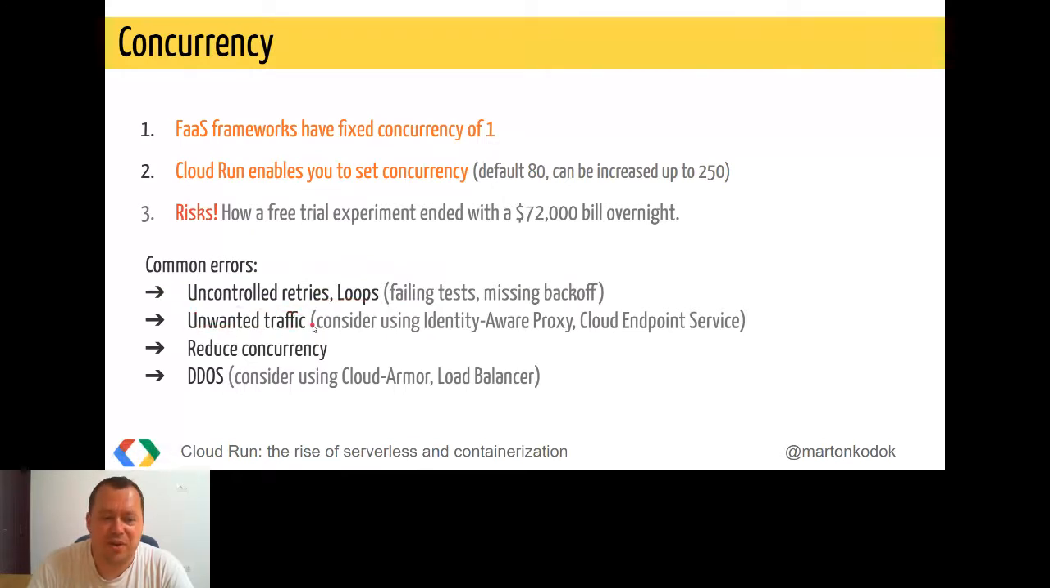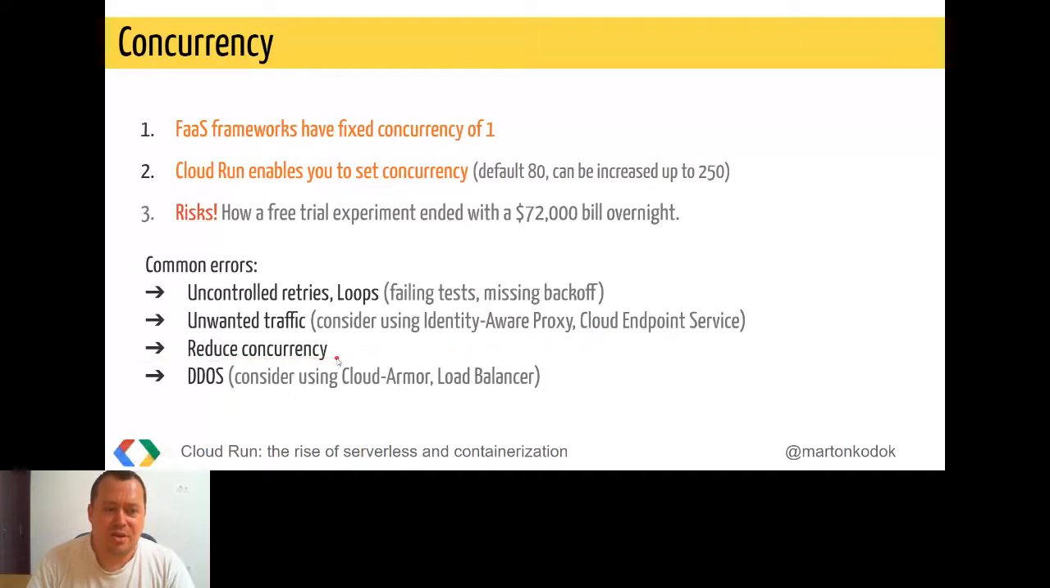Then there is the unwanted traffic. This is where someone figures out the URL or someone uses it in, let's say, a live stream, and you get a bunch of traffic that you want to filter out. If you are on the GCP platform, you are able to use Identity-Aware Proxy to authenticate the traffic. And also Cloud Endpoints, for example, which is good for API-based and authentication termination, because Cloud Run can also be used for mobile backends easily. There you can have an endpoint service to handle the authentication and authorization of the request.